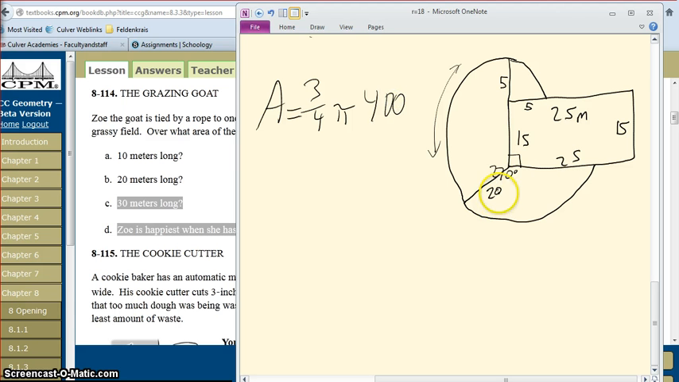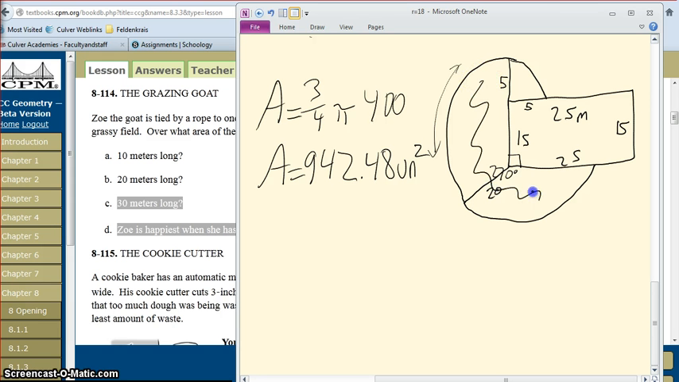See what I'm doing here? It's just 20 squared, 400. From there, we're gonna get area equals 942.48 units squared. Okay, but we're not done, because we only got this. Okay, we still need to get this right here.